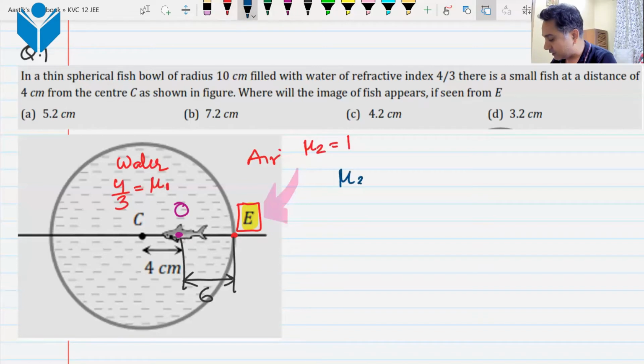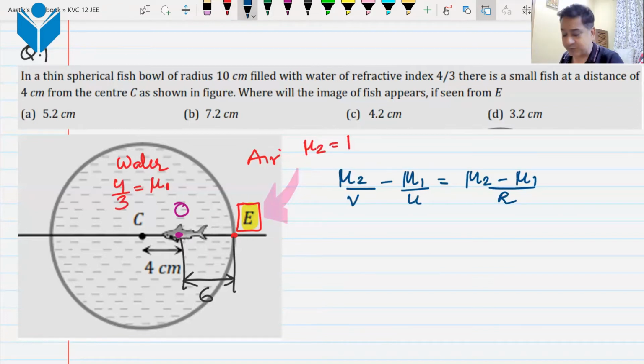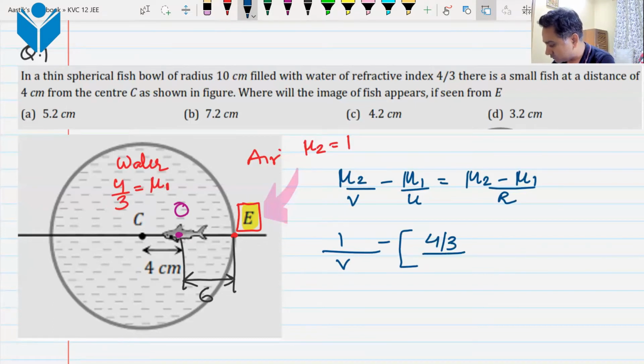Now I can write the formula: mu2 by V minus mu1 by U is equal to mu2 minus mu1 divided by R. Remember, I have to put everything with proper sign convention. Let us start. Mu2 is 1 divided by V. I don't know where V is, so it is 1 by V minus mu1, which is 4/3. Yes or no? Yes, sir. What about U? Is it positive or negative?